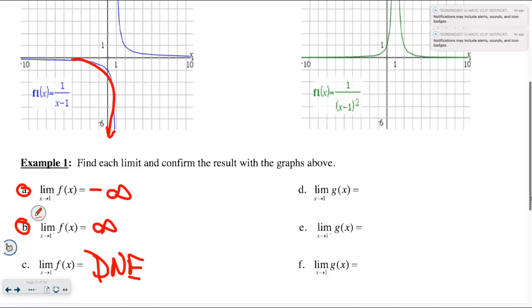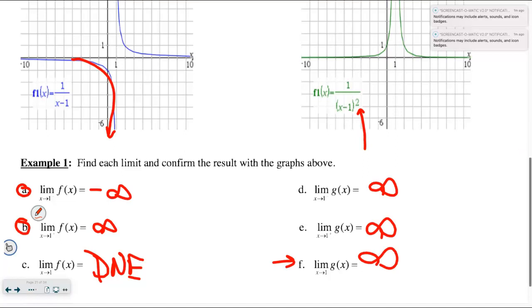This guy over here we call the volcano graph. It happens when you get that squaring in the denominator. And again, from the left, I'm going to infinity. From the right, it's shooting up to infinity. And so therefore, from both sides, this is a situation where I don't write DNE. I write that it's got an infinite limit.